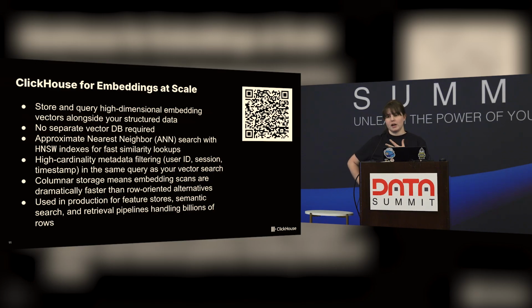For a lot of our customers and users, they like to not have to learn multiple databases. It's not fun. So if it works for their use case, they'll use ClickHouse as a vector DB, which is also partially why we built out our nearest neighbor search. This QR code here is the documentation for vector similarity search, which allows you to do similarity lookups. It also has things like high-cardinality metadata filtering in the same query as your vector search, which is useful if you're going through things like user IDs. And column storage means that the embedding scans are dramatically faster than row-oriented alternatives. In general, that's how this works out.